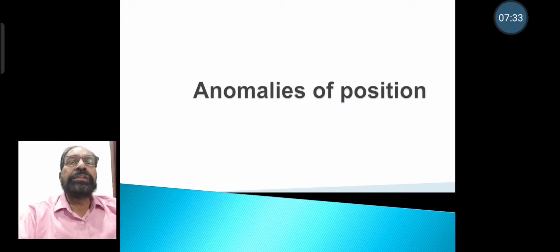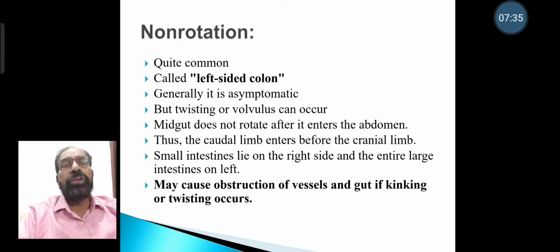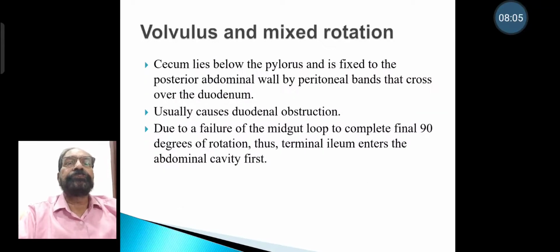Then anomalies of position. Non-rotation is quite common, called left-sided colon. Generally it is asymptomatic, but twisting or volvulus can occur. The midgut does not rotate after it enters the abdomen. Thus, the caudal limb enters before the cranial limb. Small intestine lies on the right side and the entire large intestine on the left. It may cause obstruction of vessels and the gut if kinking or twisting occurs.